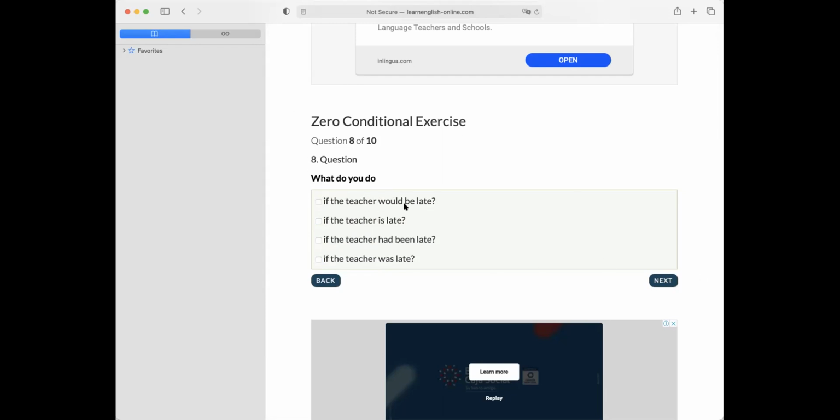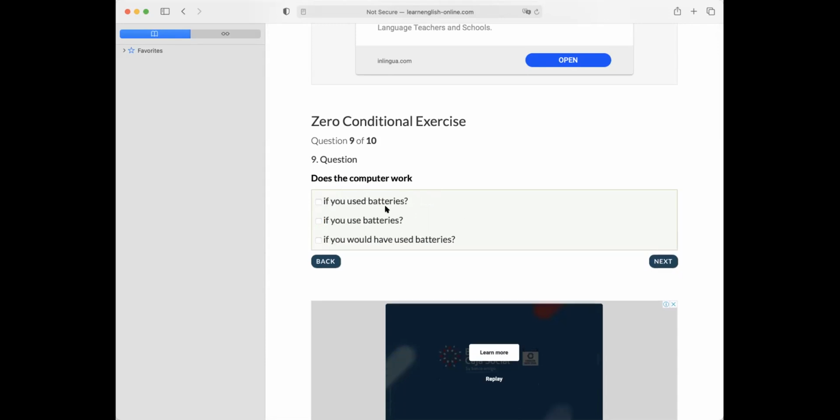What do you do if the teacher would be late? ¿Qué haría usted si la profesora estuviera tarde? If the teacher is late, si el profesor o la profesora llega tarde. If the teacher had been late, si ha estado tarde. If the teacher was late, si estuvo tarde. So the present structure is this one because it has verb to be in present.